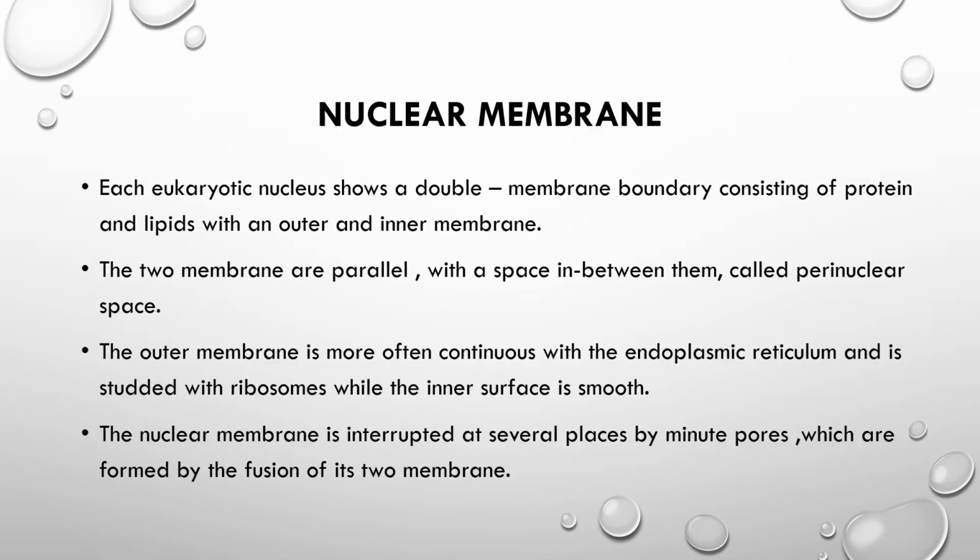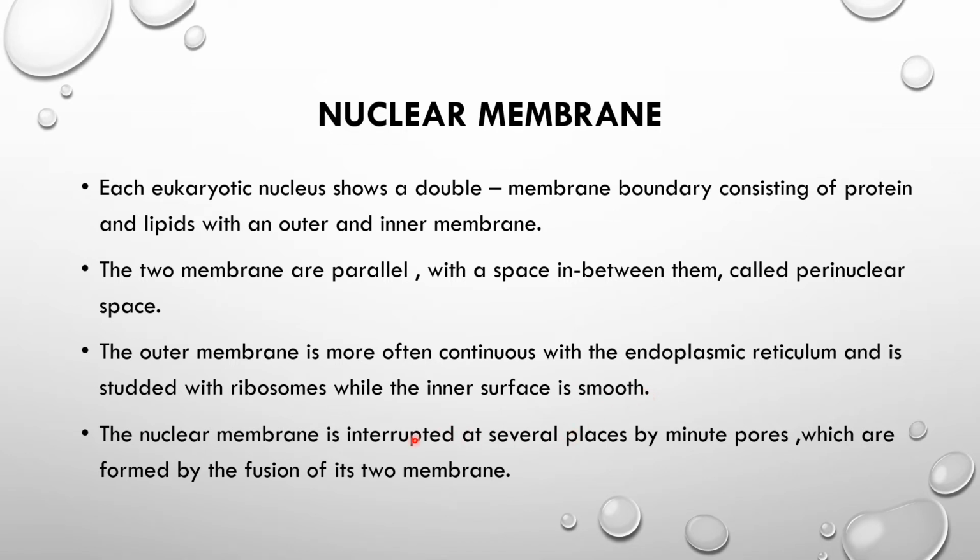First, your nuclear membrane. Each eukaryotic nucleus has a double membrane boundary consisting of protein and lipids, with an outer and inner membrane. The composition of the double membrane is the same as that of the plasma membrane. The two membranes are parallel with a space in between them called the perinuclear space. The outer membrane is often continuous with the endoplasmic reticulum and is studded with ribosomes, while the inner membrane is smooth.